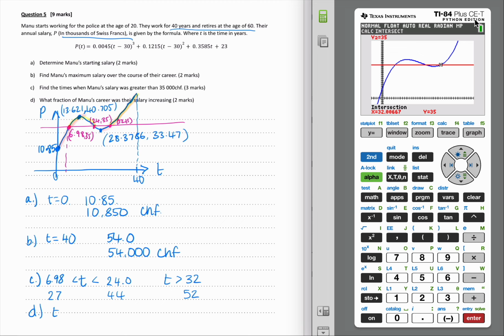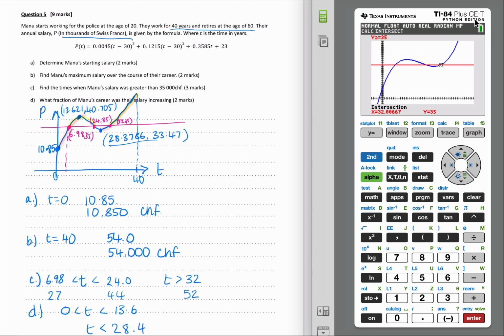So his salary is increasing between time is 0, or if we write it down as an inequality again, it's increasing between 0 when he starts and the maximum point, which is at 13.6 to 3 significant figures. And then it's also increasing when he is more than the minimum point here, so 28.4. So all those different times is when it's increasing for his salary.